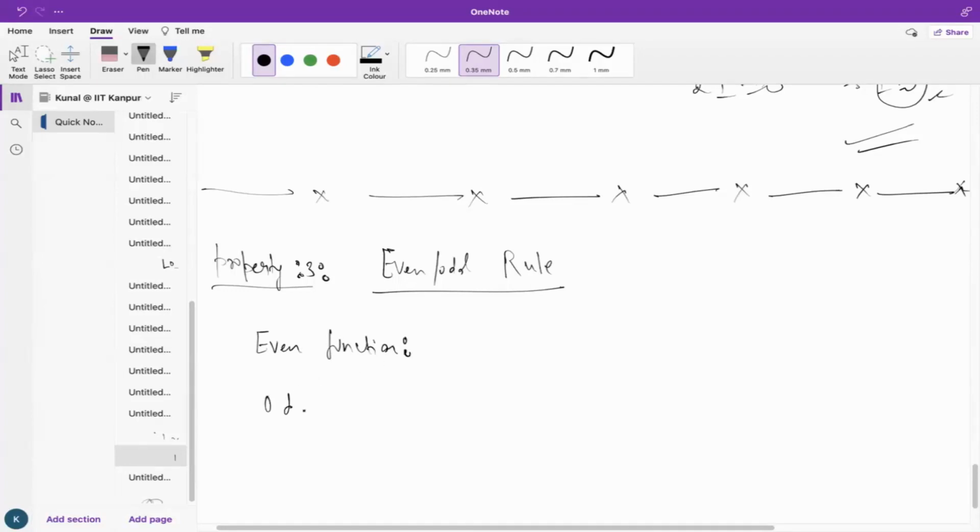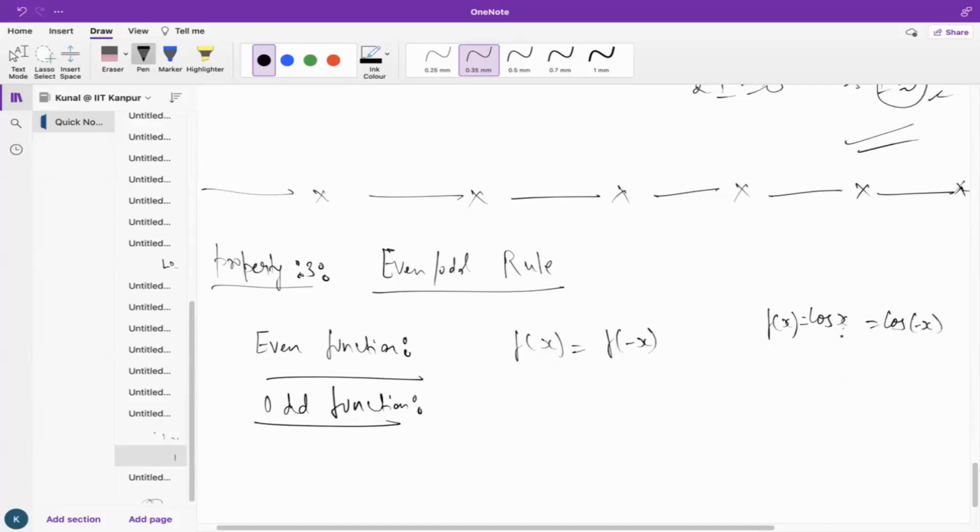And what is an odd function? So an even function is something like f(x) is equal to f(-x). That means if our function is cos x, and you replace x by minus x, cos of x is equal to cos of minus x, right? Both functions are the same, f(x) is equal to f(-x). So this is known as an even function.